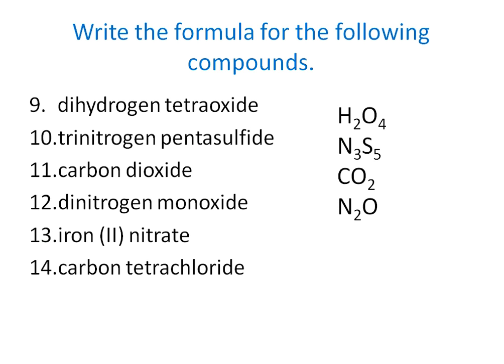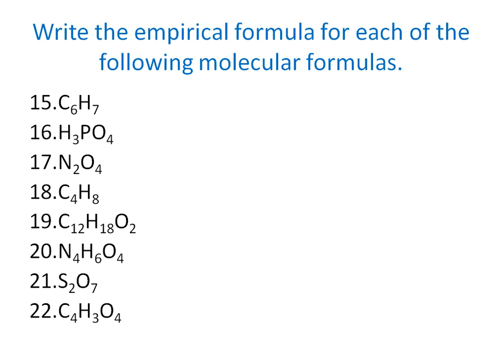Iron 2 nitrate. This one is also unique, or an exception in its naming. It is Fe(NO3)2. And carbon tetrachloride would be CCl4. Write the empirical formula for each of the following molecular formulas.